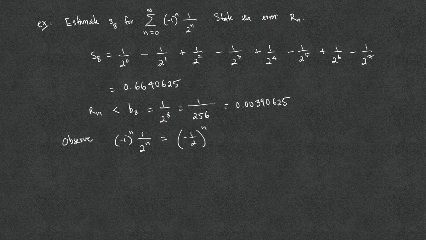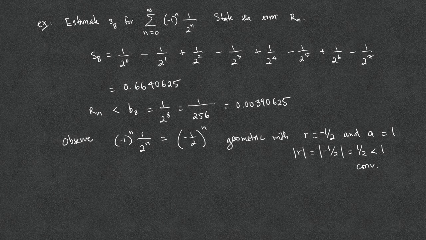to the n power. This is geometric with the ratio -1/2 and the initial value 1. The absolute value of the ratio is less than 1, so the series converges. And so the sum is a over 1 minus r, which is 2/3.